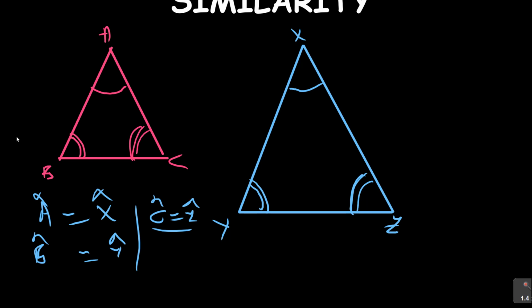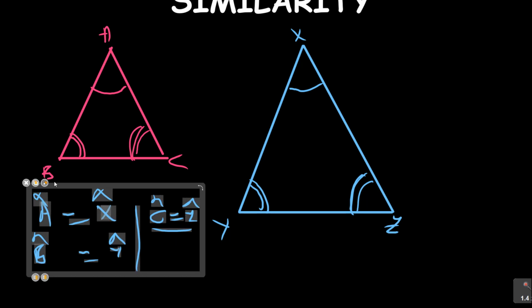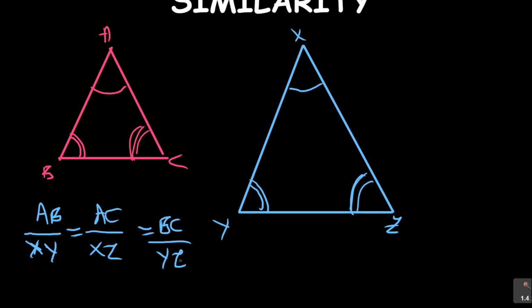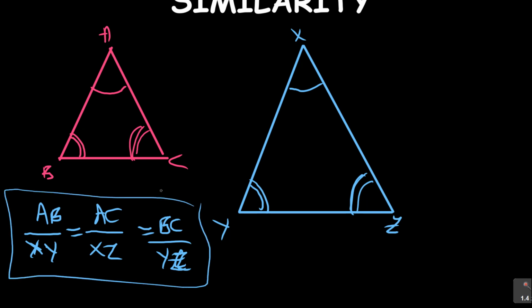Very important. Now pay attention. If we are dealing with similarity, the only thing that they want you to compare is the sides. To say side AB over side XY. See, I'm comparing. For my AB, I've got XY is equal to side AC divided by side XZ, which will be equal to side BC divided by side YZ. We call it proportionality. This is using proportion. That's when you talk about similarity.